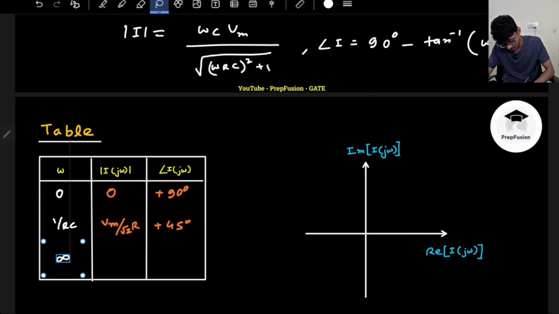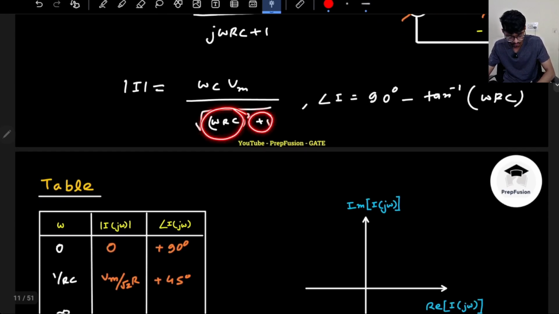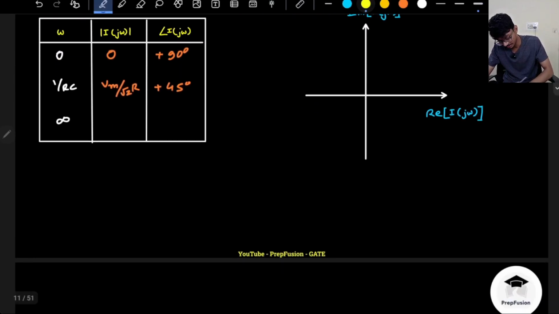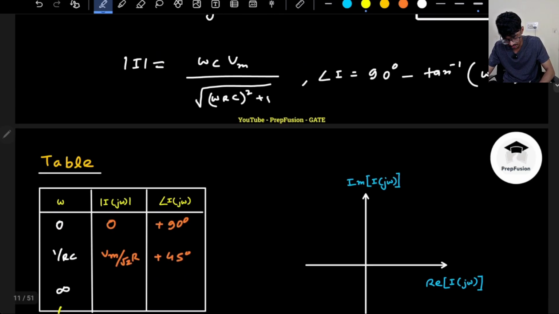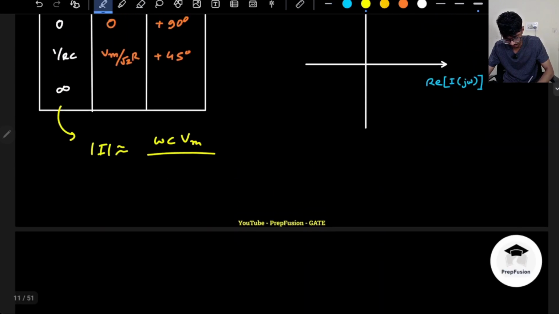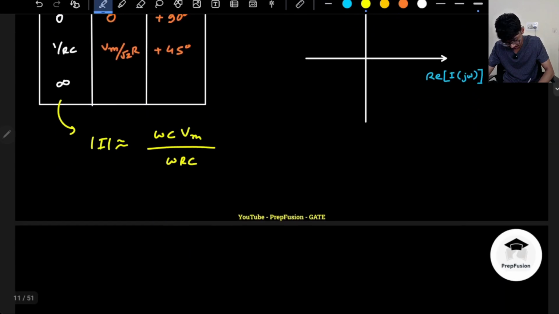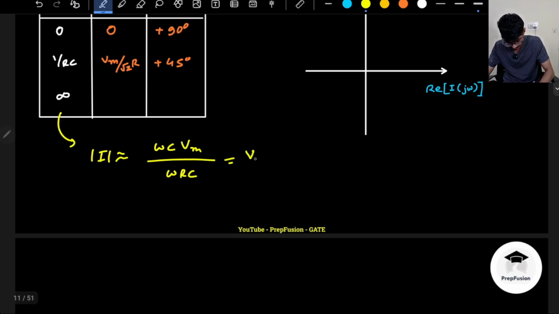What about at omega equals to infinity? At omega equals to infinity, this will be dominating this one. So the denominator will only contain under root omega RC whole square, so it will be omega RC. So omega will get cancelled. So at omega equals to infinity, I can roughly write the magnitude equals to omega C into Vm divided by omega RC.